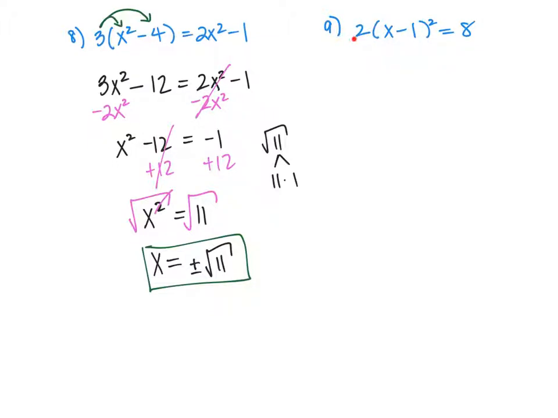So I have to take care of this 2 first by removing it. This 2 is multiplying the parentheses, so to undo it, I have to divide. That allows me to cancel. So then x minus 1 squared drops down, and then 8 divided by 2 is 4. So to get rid of this square, I have to square root it.